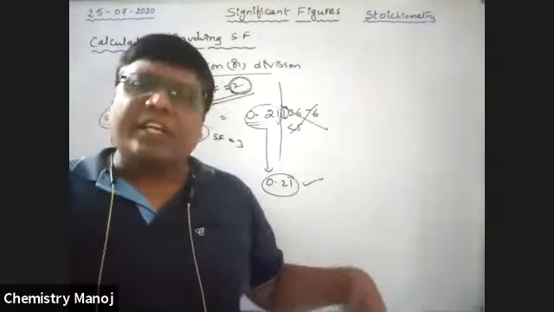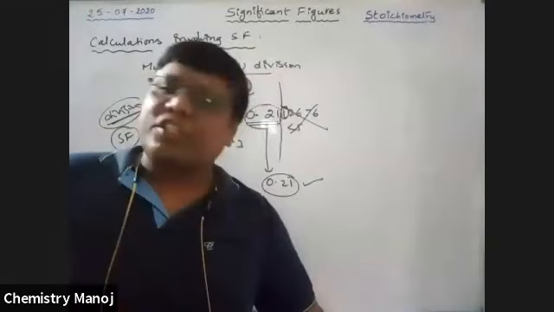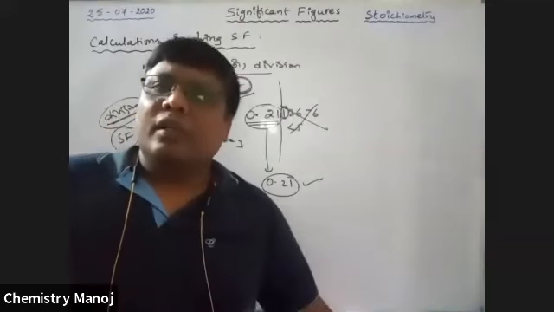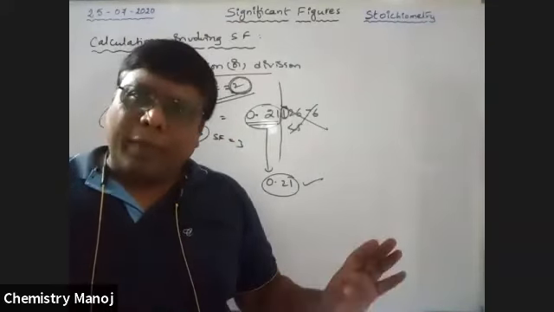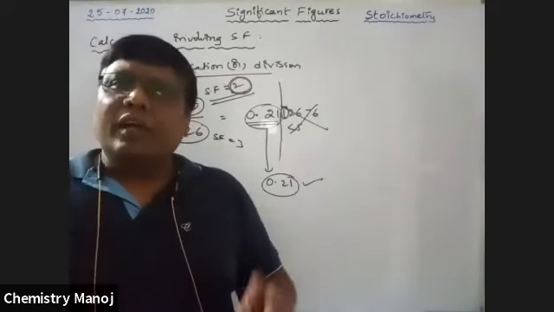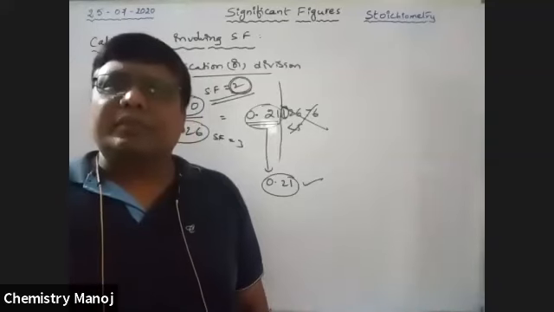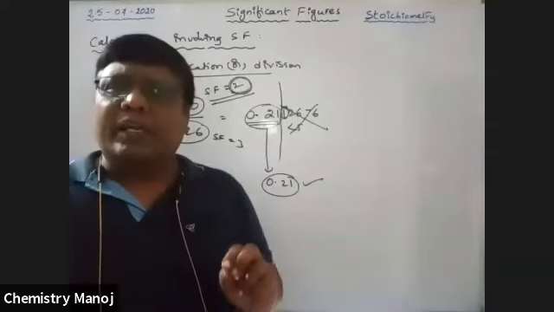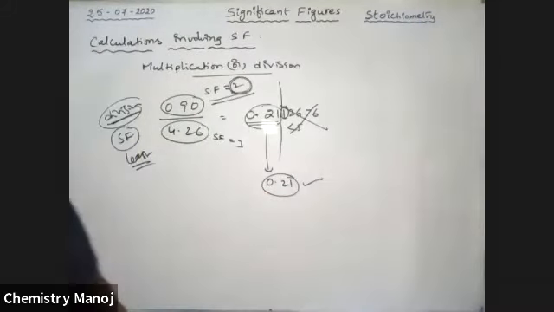So during addition and subtraction, the least number of decimal places is the answer. During multiplication and division, the least number of significant figures is the answer. So there are two simple points. After that, I will explain your doubts. Please wait.